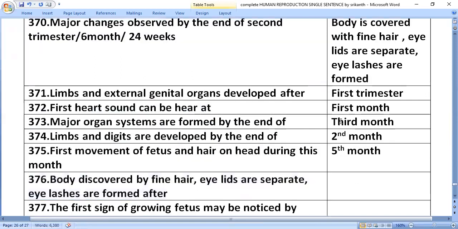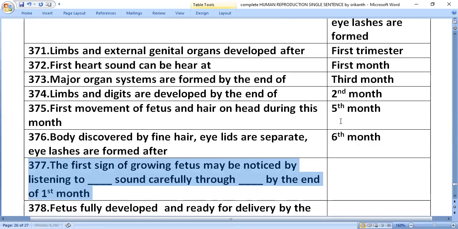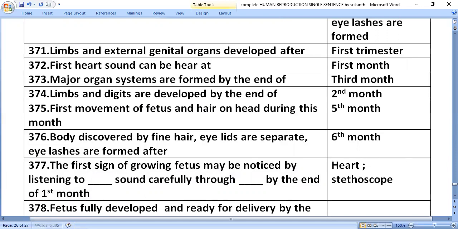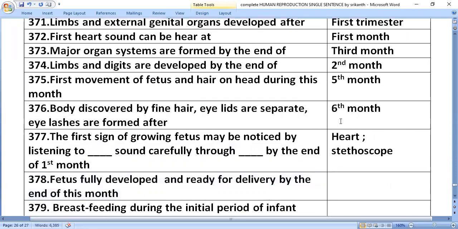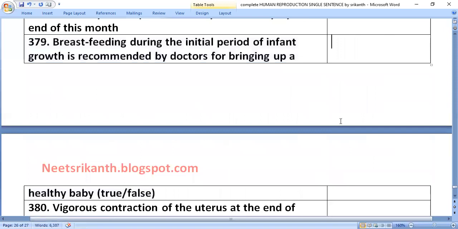Body covered by fine hair, eyelids separate, eyelashes formed, that is on the sixth month. The first sign of a growing fetus may be noticed by listening to the heart sound carefully through a stethoscope. By the end of the ninth month, the fetus is fully developed and ready for delivery, the end of gestation.